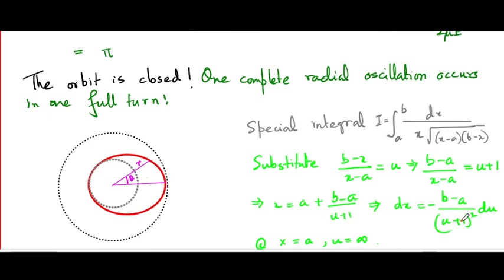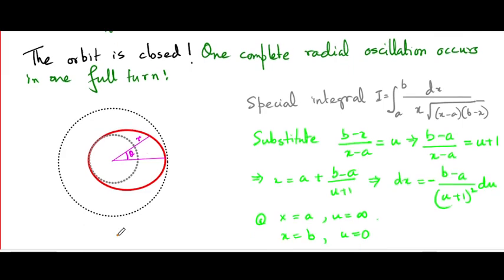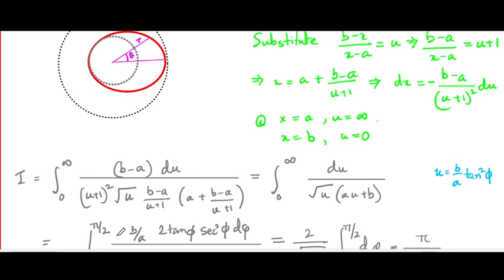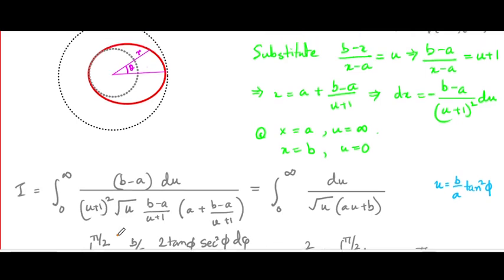B minus x over x minus a, we are going to call u. And simply adding 1 to both sides tells you that b minus a divided by x minus a is equal to u plus 1. And therefore, x is simply a plus b minus a by u plus 1. Dx, the derivative, is simply minus b minus a by u plus 1 whole square du. And what is important is that when you go from x equal to a to x equal to b, u goes from infinity to 0. So the integral limits should change from infinity to 0.